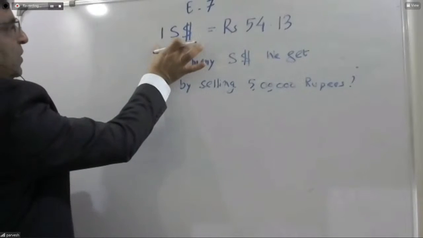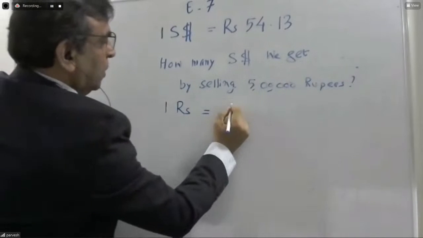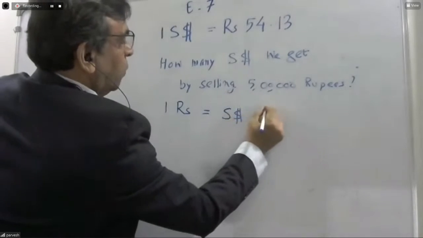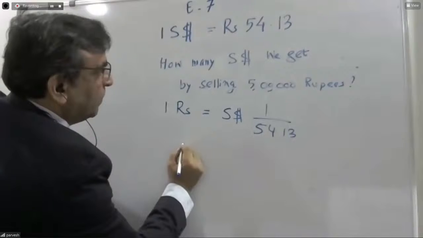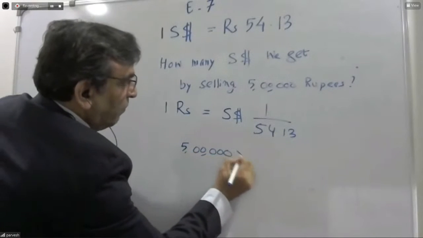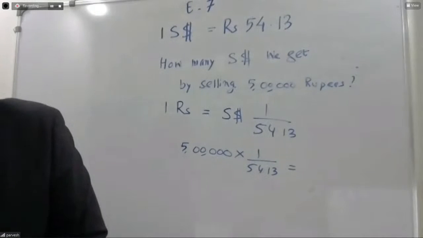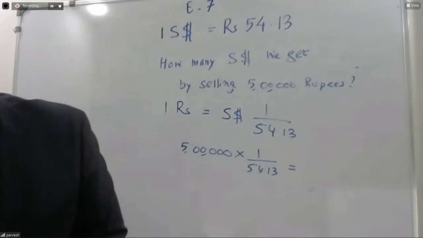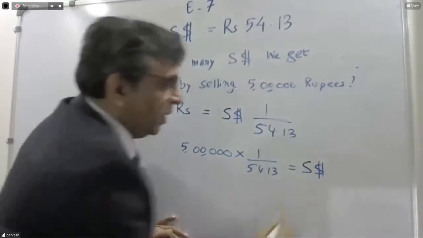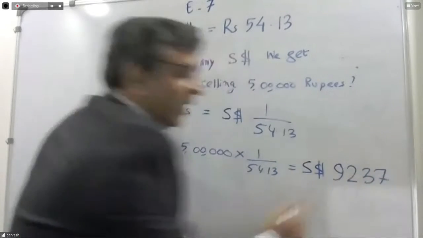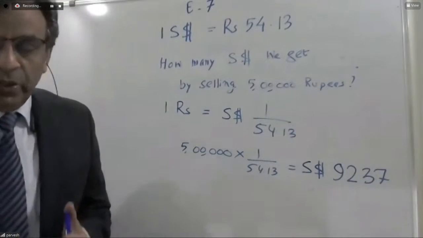Here again, I told you that this quote is in Singapore dollars and we have 5 lakh rupees. So first convert this into 1 rupee is equal to 1 divided by 54.13 Singapore dollars. Then you just simply multiply this 5 lakh by 1 divided by 54.13, and you will get what answer? So yeah, 9,000. Very good. I think most of you have done the right answer. This will be in Singapore dollars. 9237 is the right answer. So you people have done it right. It's great. So let's see if there is any other question.